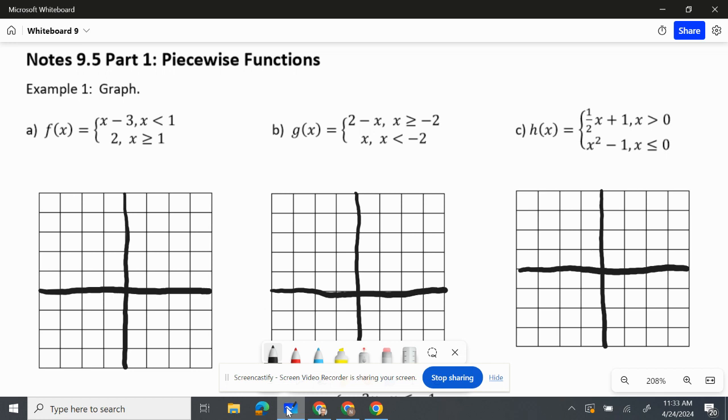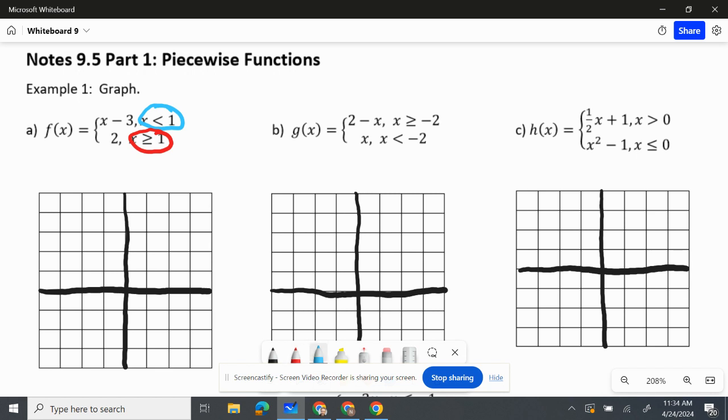What we're going to do is we're going to graph piecewise functions. And when we're talking about a piecewise function, we're talking about two functions sharing a coordinate plane. One is going to be on the left-hand side, and the other one is going to be on the right-hand side. And that's going to be based off of our domain. If it's less than, it's on the left-hand side. If it's greater than, it's on the right-hand side.